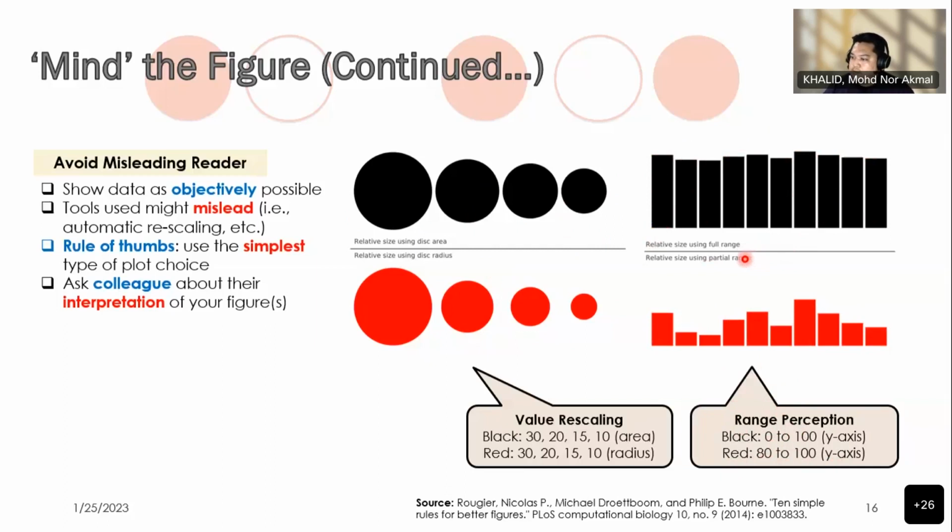So it's really important to use the simplest plot that you can, and try to be as objective as possible, meaning that if one figure uses 0 to 100, then all of them should use 0 to 100. Don't try to crop the important point, because it typically causes some misleading message.